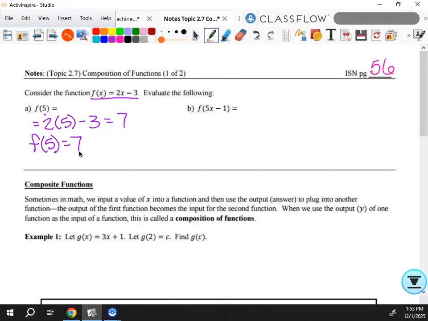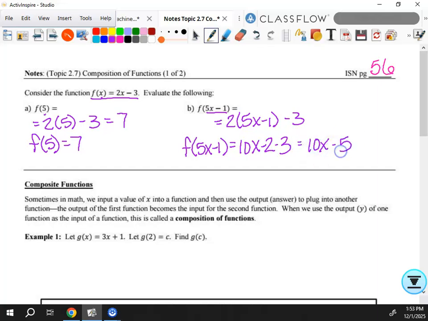You're not always going to evaluate a number. Sometimes you might evaluate another expression, like so. So I take that and replace every x. I get 2 times 5x minus 1, and then the minus 3. Then I have to make sure I distribute correctly and get that f of 5x minus 1 is equal to 10x minus 2 minus 3, which is 10x minus 5. Any questions at all?